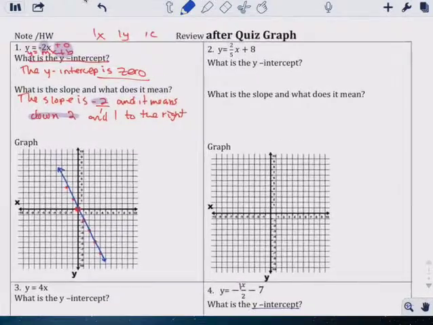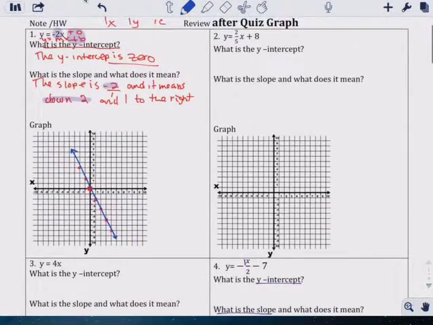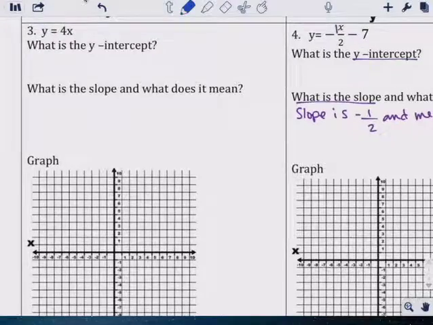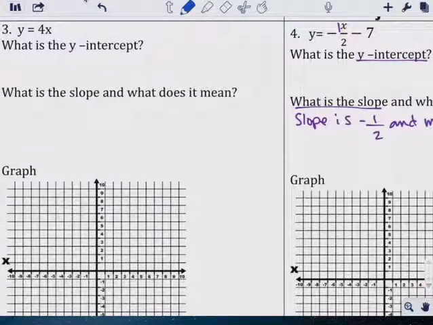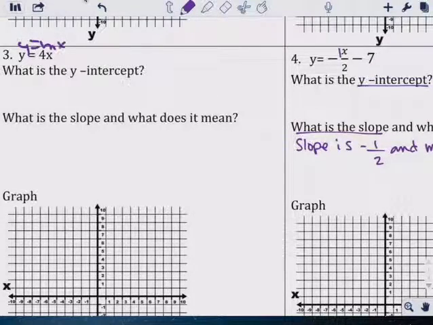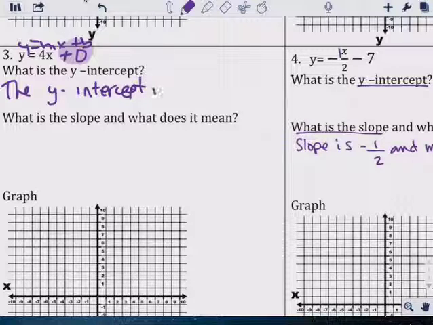Okay, the next one. Let's go to number 3. Number 1 and 3 are a lot alike. If you look at number 3 here, notice it should be in the form of y equals mx plus b, and because there's nothing there, the plus b is plus 0. The y-intercept needs to be in a complete sentence. The y-intercept is 0.